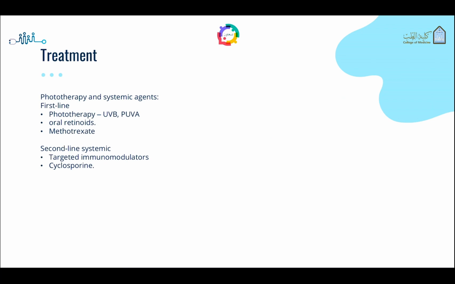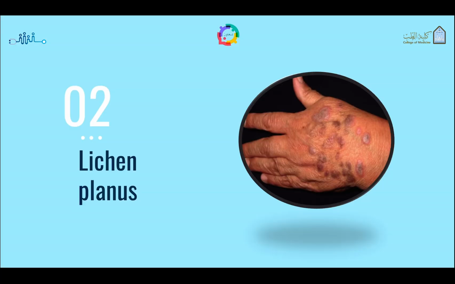You can also use phototherapy and systemic agents for generalized disease, such as phototherapy, which is one of the first lines, as well as the oral retinoids and methotrexate. The second line include targeted immune modulators, such as tumor necrosis factor inhibitors or antagonists. These are more directed, have less side effects, as well as the cyclosporins.